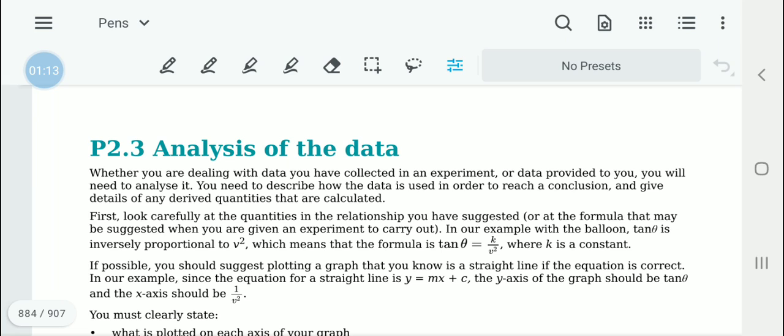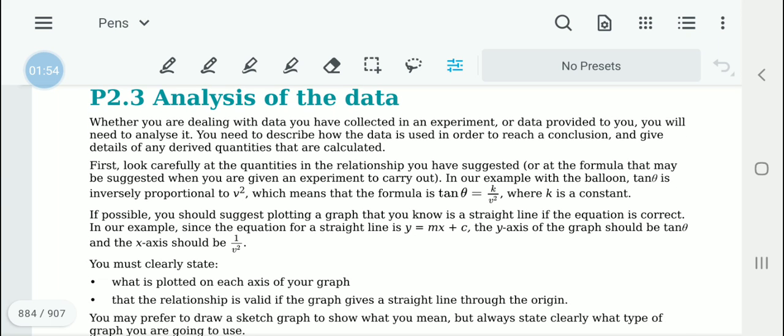Now, for example, in the balloon example that we discussed earlier, we realized that tan theta is inversely proportional to v squared. So that is going to be the formula that we are going to develop: tan theta equals k upon v squared, and k is going to be a constant. So we will have to plot a graph to get a straight line. Always focus on straight lines, because straight lines are what we should try to get, so that we can actually show the relationship.